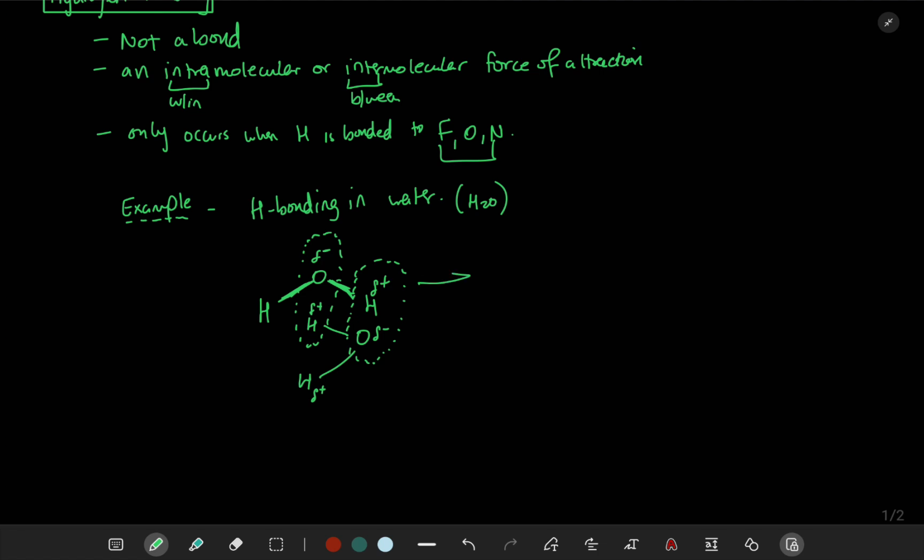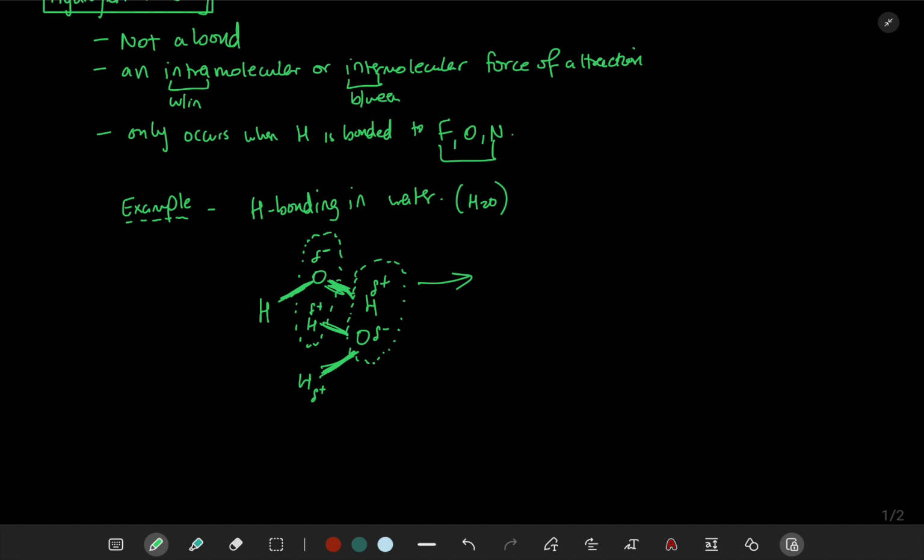And so this attraction between the partial positive of one molecule and the partial negative of another molecule is what's called a hydrogen bond. So as you can see, it's not a physical bond like these two covalent bonds are, right? Or like this covalent bond or this covalent bond. It's not a physical bond, but rather it's a force of attraction between molecules that have polar covalent bonds, as these are polar covalent bonds, right?